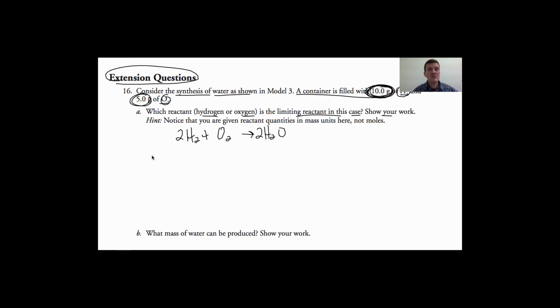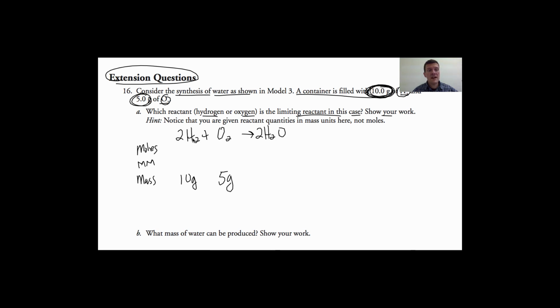I'm going to encourage you to think back to a previous video when I set up a table here with moles, molar mass, and mass, because in order to find the limiting reactant, you have to look at mole ratios, not mass. So we are given hydrogen, 10 grams. We are given oxygen, 5 grams. And I'm going to find out how many moles each of those are.